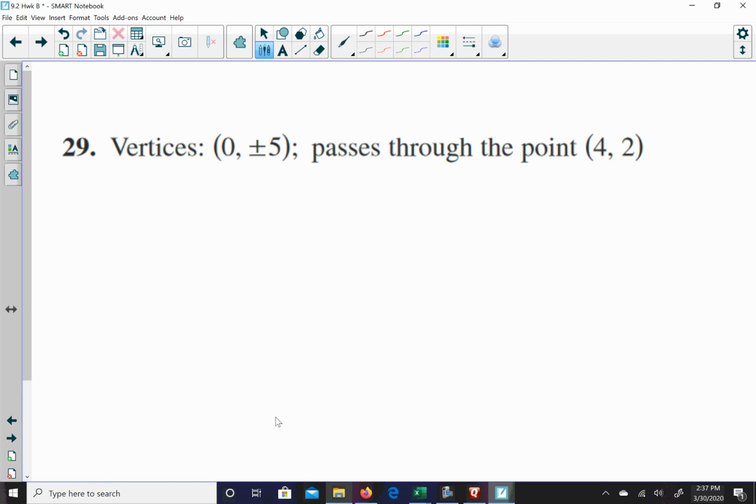All right, number 29, the vertices are 0, 5, and negative 5, and passes through the point 4, 2.